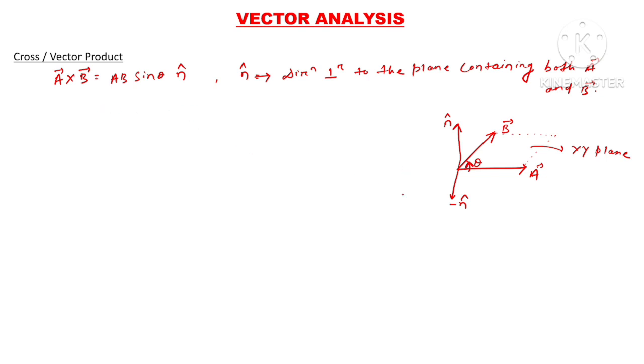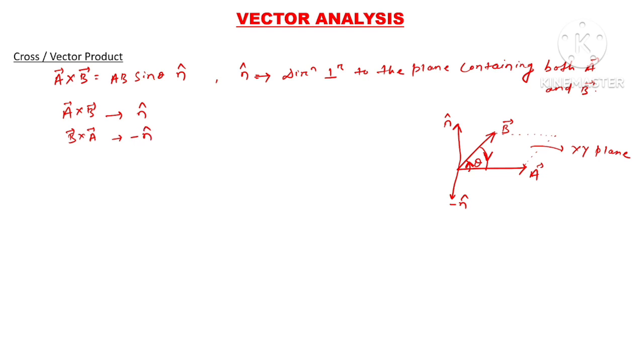Okay, so if we go like this, A to B, like the cross product is A cross B, then the direction will be n cap. And if we go like B to A, that is B cross A, then the direction will be minus n cap.